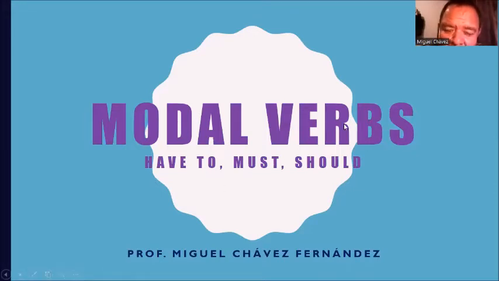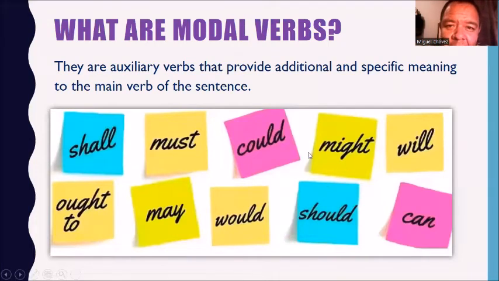Today we are going to check what the modal verbs are, and we are going to see only 3 of them. What are modal verbs? They are auxiliary verbs that provide additional and specific meaning to the main verb of the sentence. They are auxiliary. They need a main verb after them. Among these modal verbs, we have shall, must, could, might, will, may, would, and so on.